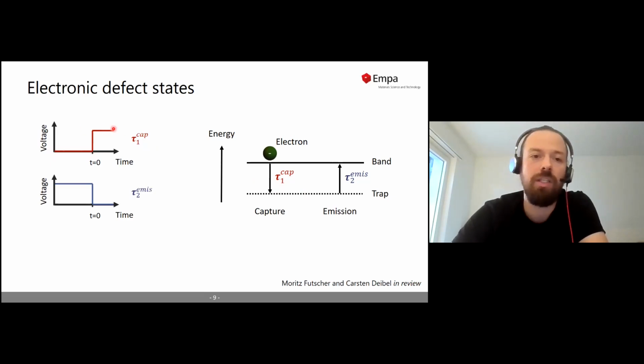And if we now want to see the emission time constant, we simply would go back either to 0 volt or to a negative bias. And then we could measure how long it takes these trapped charge carriers to escape.